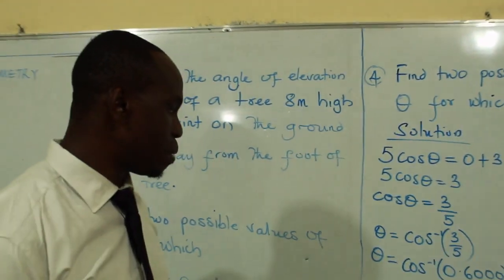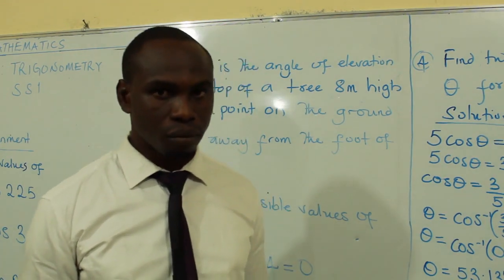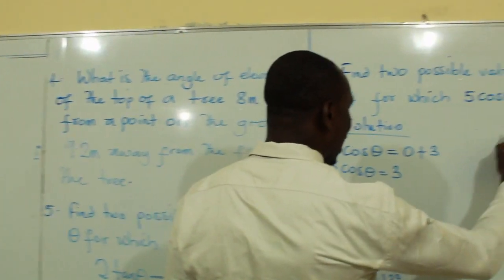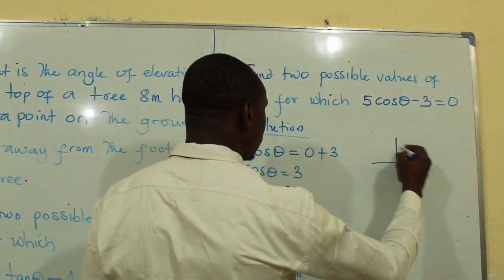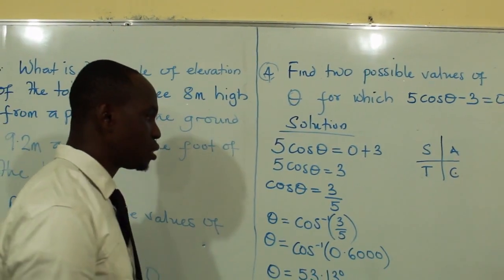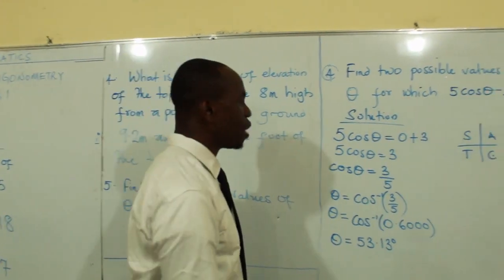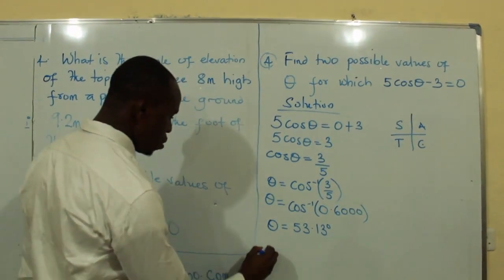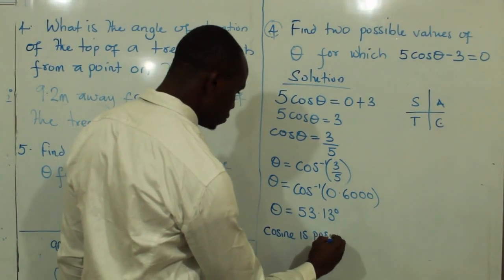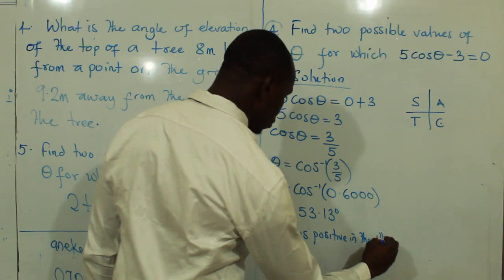But the question I will ask myself is, in what other quadrant is cosine positive? I can remember my CAST abbreviation. Cosine is positive in the 4th quadrant. So to get another value of theta, I will say cosine is positive in the 4th quadrant.